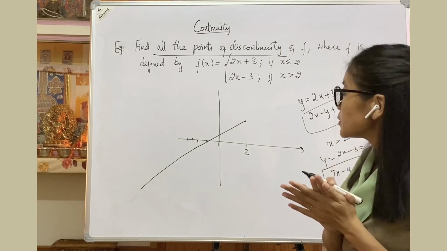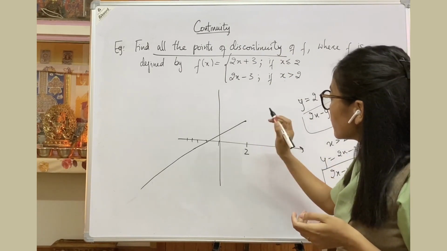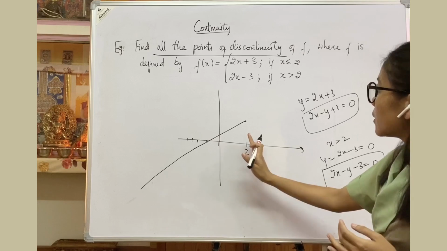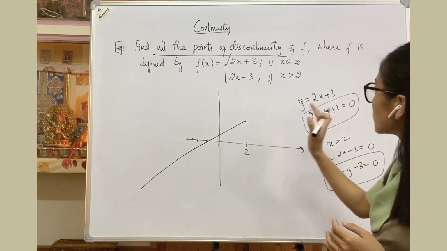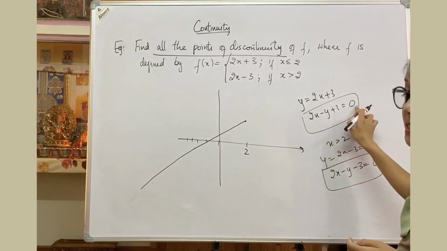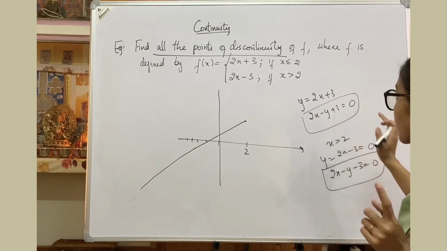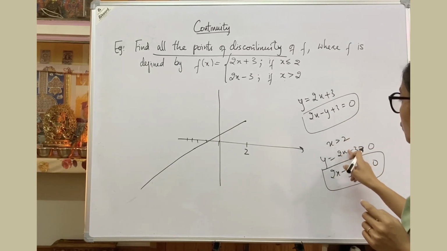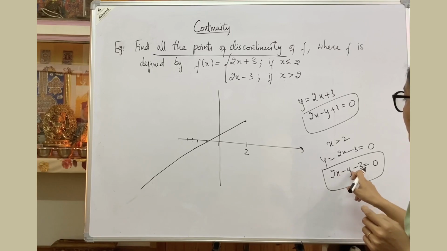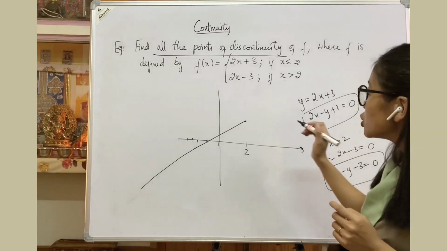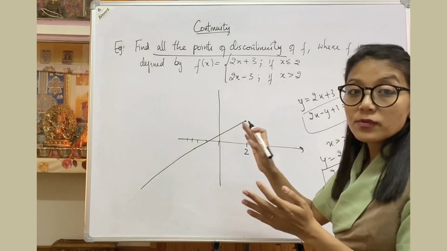But now, this function is changing its behavior at 2, so we get different possibilities. The one possibility we have is, even though the graph is changing, for x less than or equal to 2, the graph is 2x minus y plus 3 equals 0, the equation of the line. And when x is greater than 2, the equation of the line is 2x minus y minus 3 equals 0. So the behavior of the graph will change.